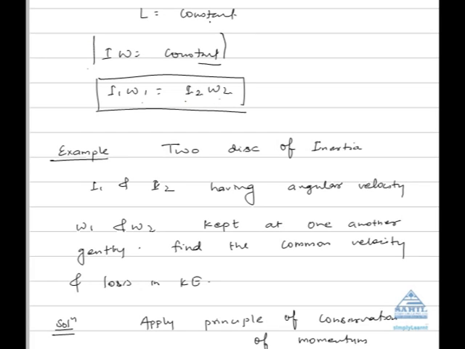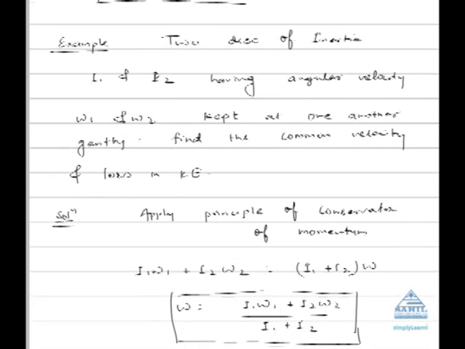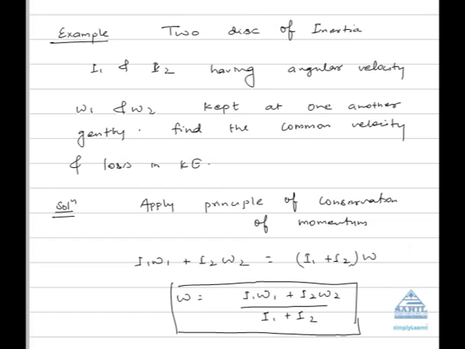A simple example in which we have to apply the principle of conservation of angular momentum, because for L is equal to constant, the initial angular momentum is equal to the final angular momentum. It is also called the principle of conservation of angular momentum. We consider a simple example. Two disks of inertia I1 and I2 having the angular velocities omega 1 and omega 2 are kept on one another gently. Find the common velocity and loss in kinetic energy.